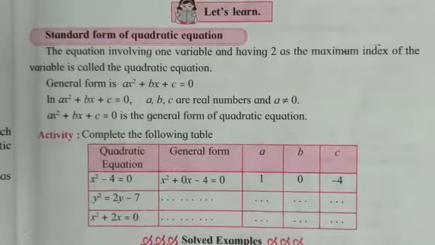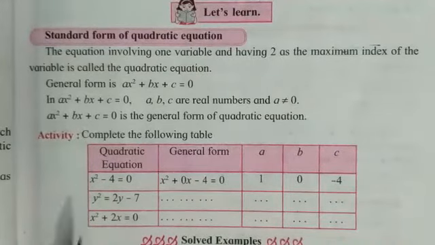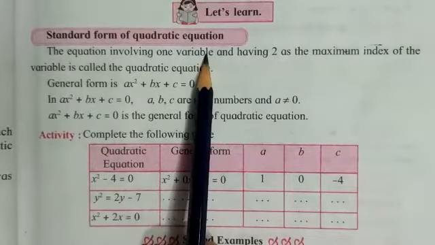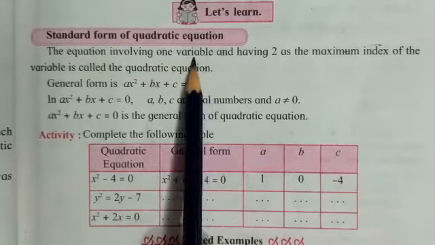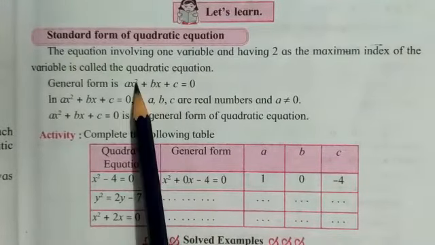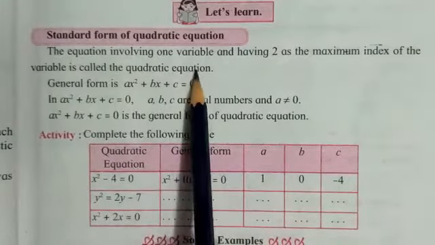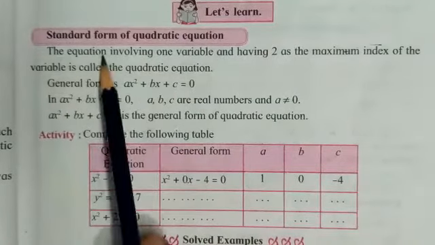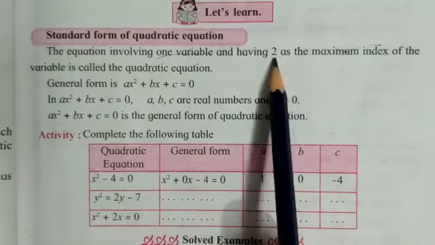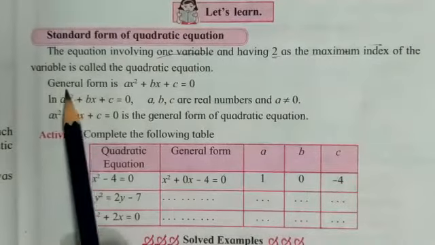Now we will see the actual definition of the quadratic equation in mathematical language. It is an equation involving one variable, not two. Here, one variable only, and having 2 as the maximum index. Index means the power of that term of the variable. Again, the equation involving one variable, that is important, and the degree is 2, meaning the power should be 2, then that equation is called a quadratic equation.